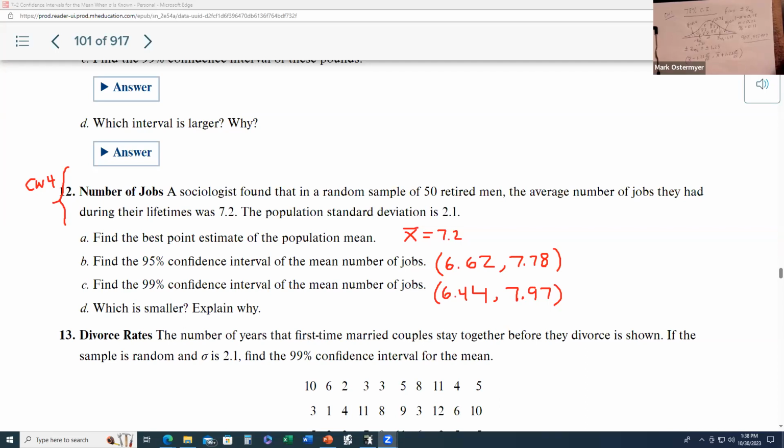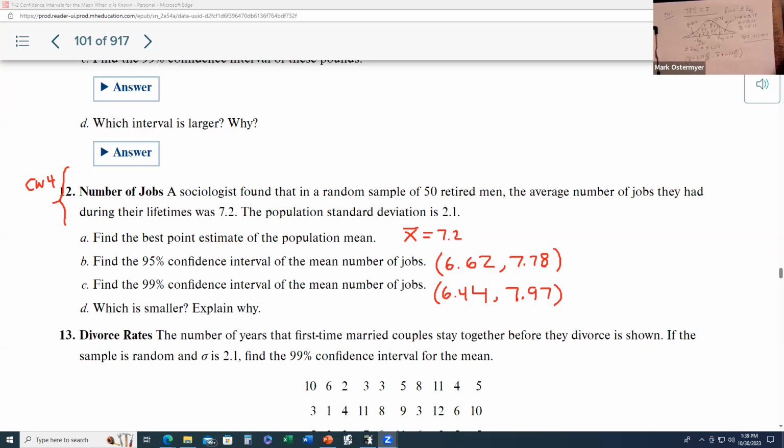And which interval is narrower? In other words, smaller. That would be the 95% confidence interval. Do you agree it is more narrow compared to the 99% confidence interval? And the reason why is because the 95% confidence interval has a smaller critical Z value. So its margin of error is smaller than a 99% confidence interval.